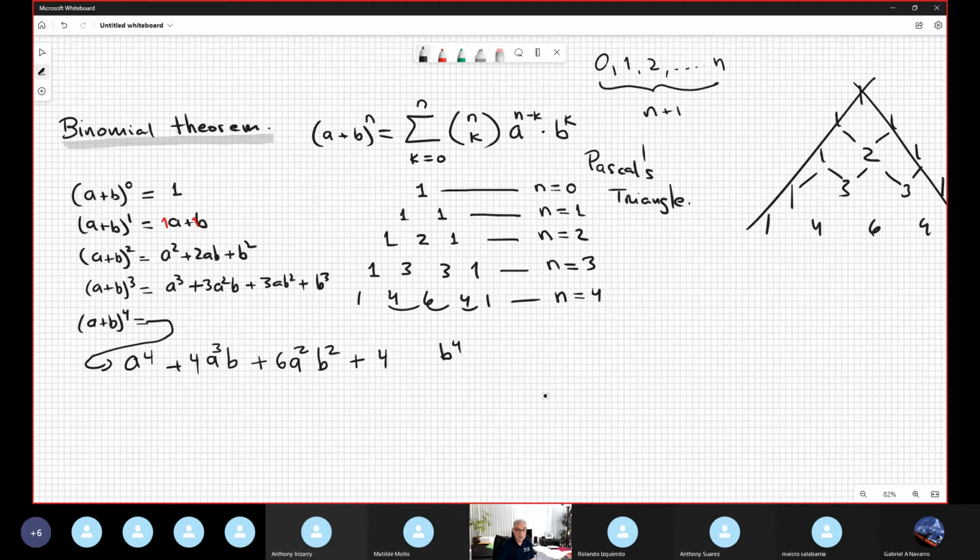Now increasing, a to the 4th, to the third. And b to the third. No. Decreasing. This is 2 minus 1, which is 1. And increasing is 3. Plus.